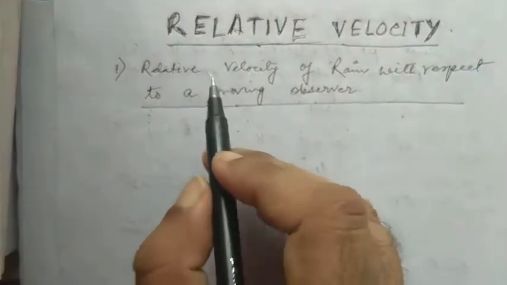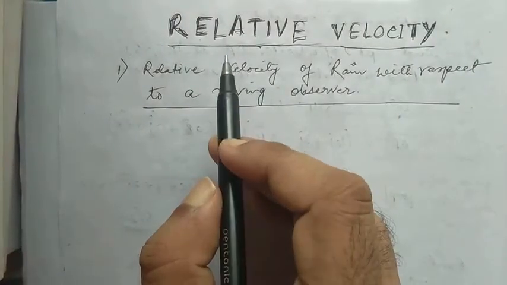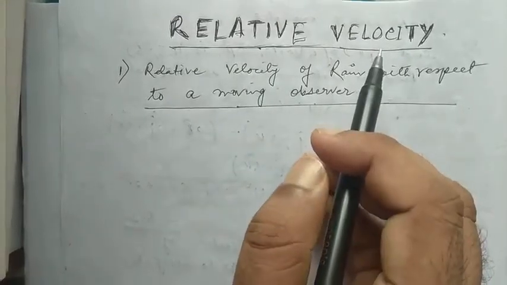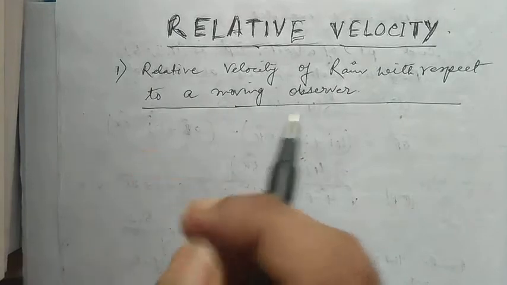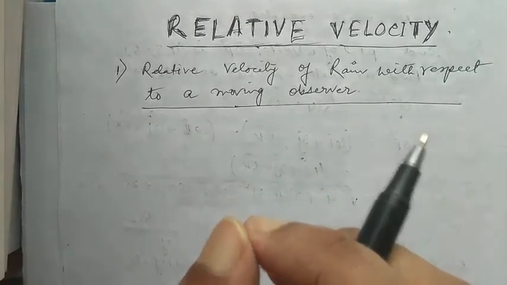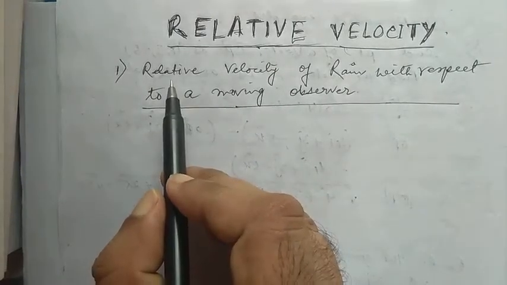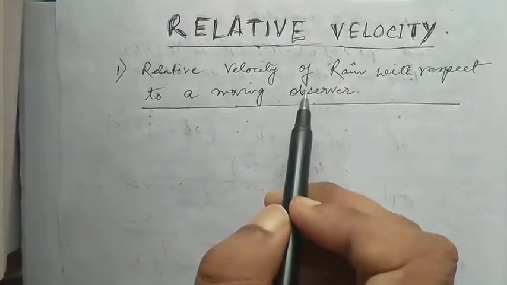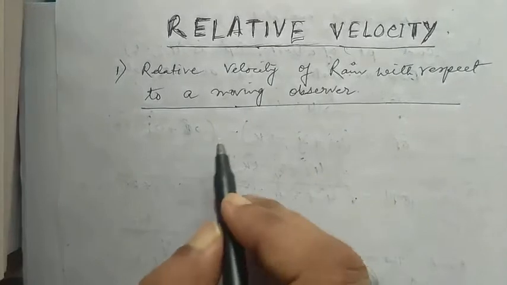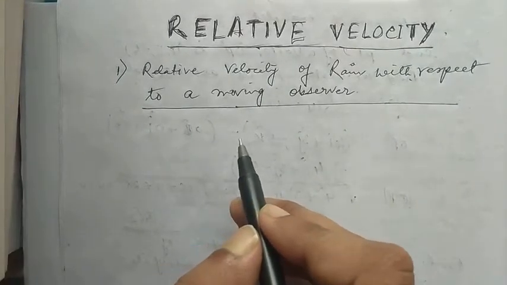In this video, we are going to learn about relative velocity in two dimensions. This is a part of motion in a plane. The first one is the relative velocity of rain with respect to a moving observer. Now, we take a very simple case.